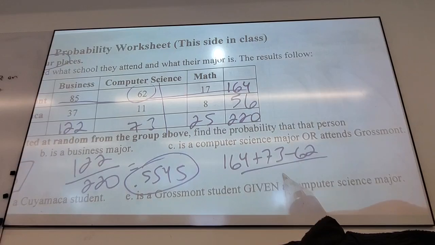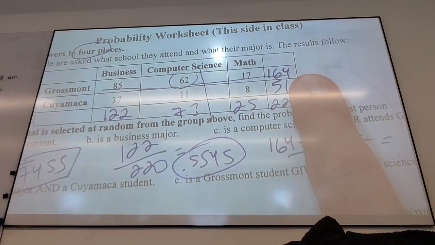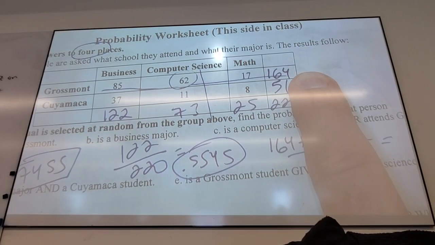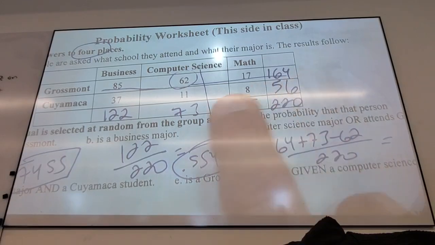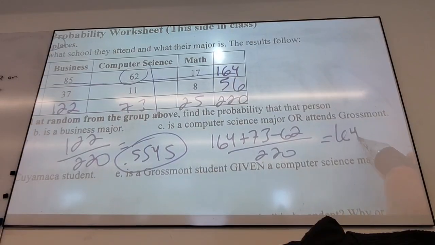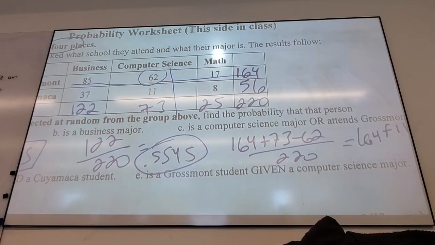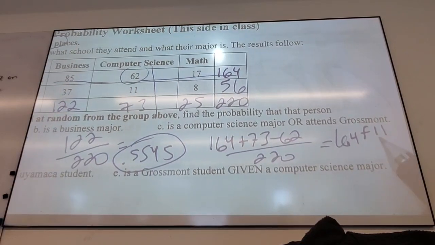Now, here's the other way to think about this, because I have all the counts. If I add 164 Grossmont students, and then just add how many computer science majors have I not counted yet? 11. And of course, what's 73 minus 62? 11. So I could just start here and say 164 Grossmont students plus 11 computer science people I haven't counted yet. So if I just don't double count them in the first place, I don't have to subtract, yes? So I don't care which way you do it, mathematically, it comes out the same.